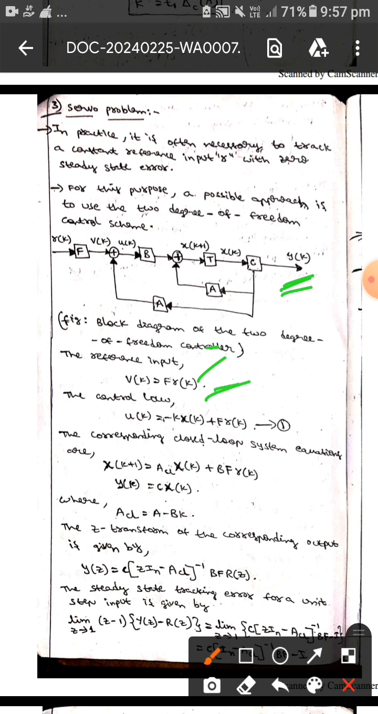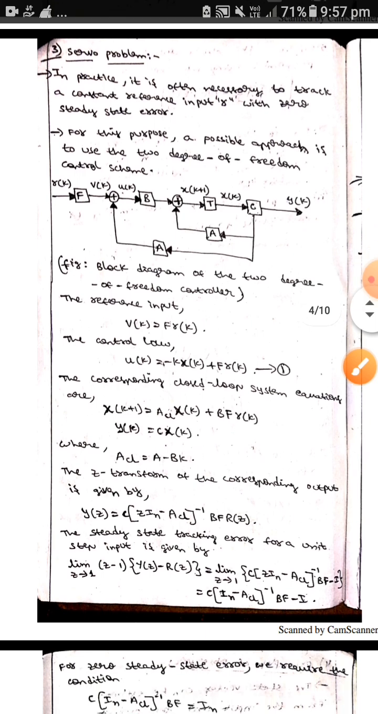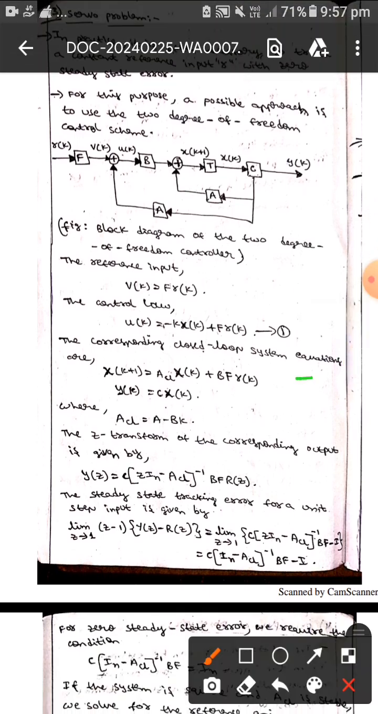Here the controller is u(k) = -K x(k) + F r(k), let it be equal to 1. Here the corresponding closed loop system equations are x(k+1) = A_CL x(k) + B F r(k), whereas y(k) = C x(k), where A_CL = A - BK.